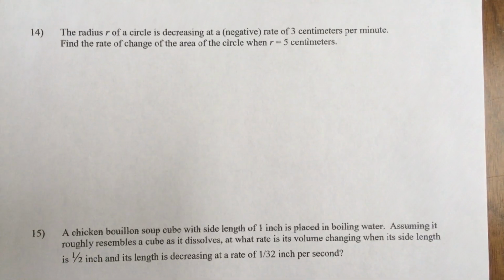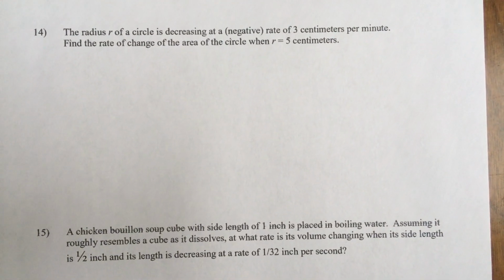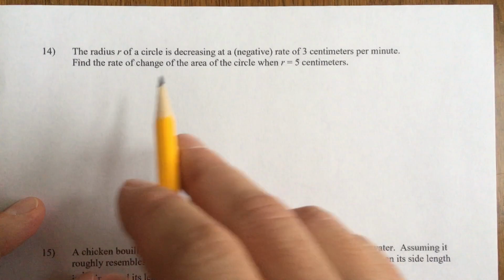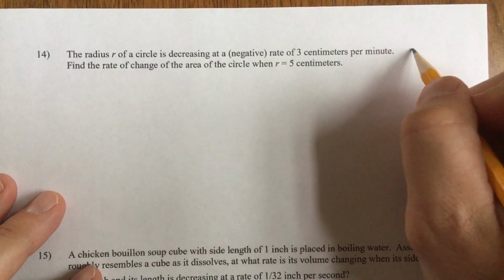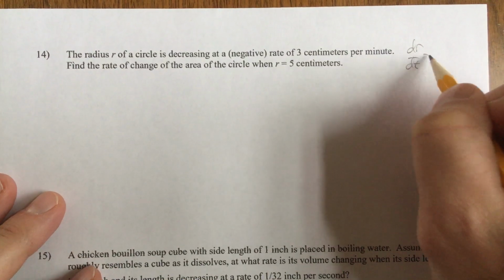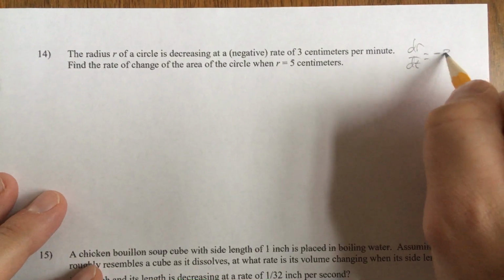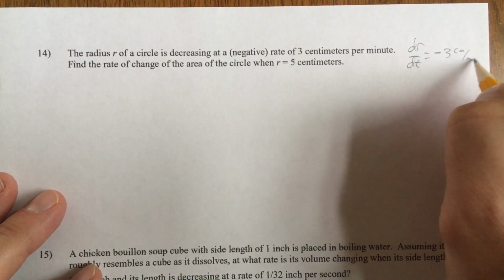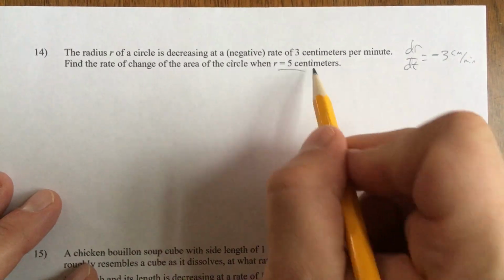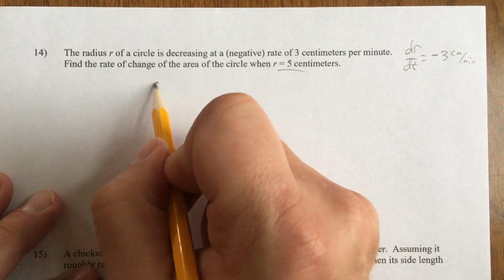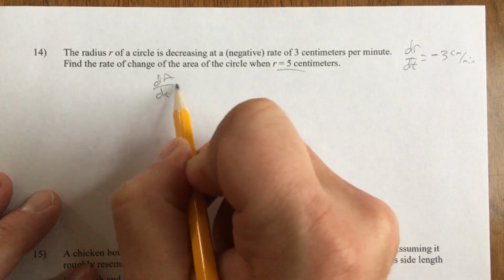All right, these are the answers to the last two pages, which all have to do with related rates. So 14 says the radius of a circle is decreasing at a rate of 3 centimeters per minute. So that's dr/dt. It's decreasing, so it's a negative 3 centimeters per minute. Okay. Find the rate of change of the area of the circle when r is 5. So we need an area formula. We want dA/dt. That's what we're looking for.